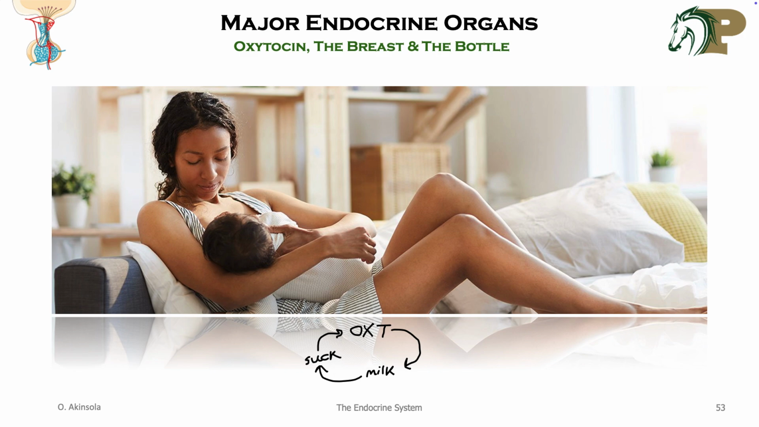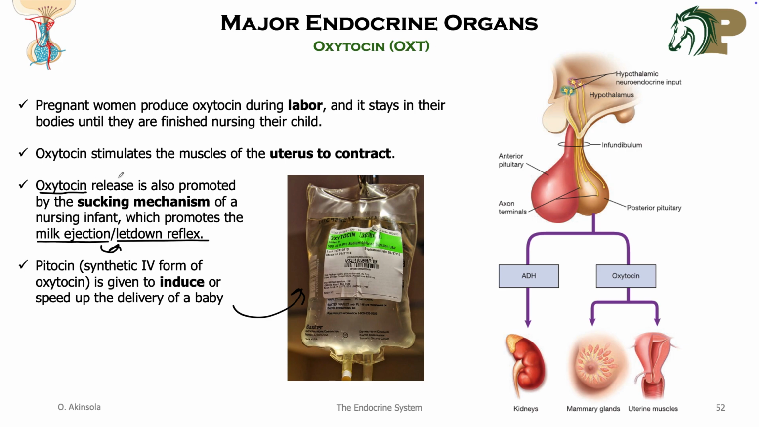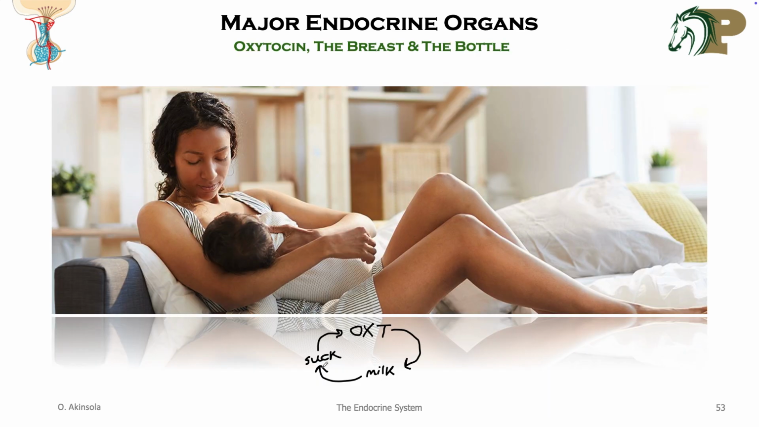So if we go back here, oxytocin release is also promoted by the sucking mechanism of the nursing infant, but oxytocin will also cause that milk ejection letdown reflex. Because of this, we get this cycle going on. Oxytocin will promote breast milk release, and then breast milk release will cause the infant to want to suck more. That sucking will promote the release of more oxytocin. So this is a cycle that occurs in the breastfeeding mom.